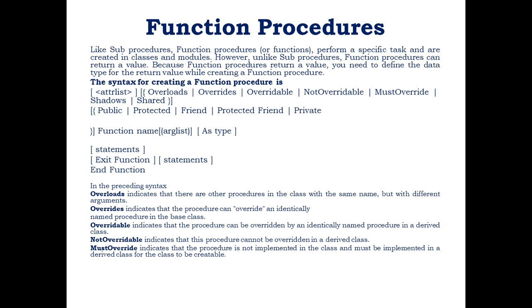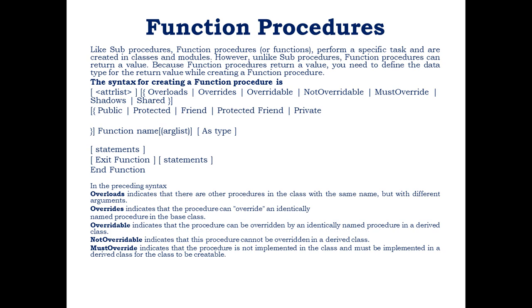Because a function procedure returns a value, you need to define the data type for the return value while creating a function procedure. Sub procedures do not return any value; function procedures return a value. What is the main syntax? The same as for sub procedures.